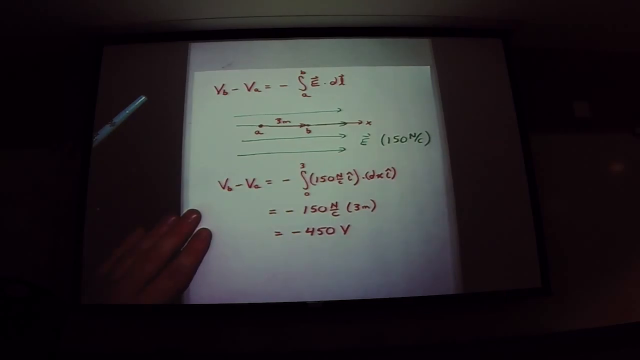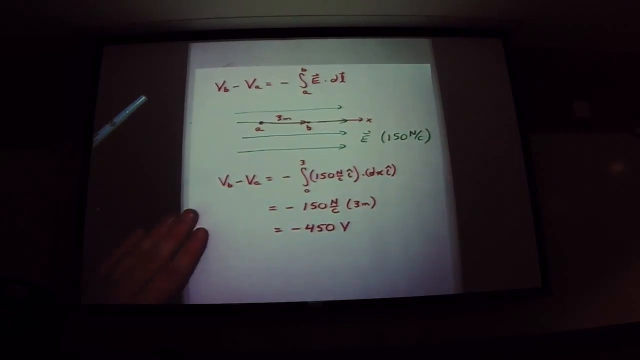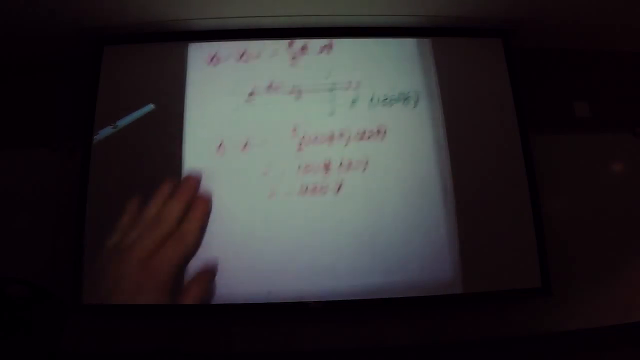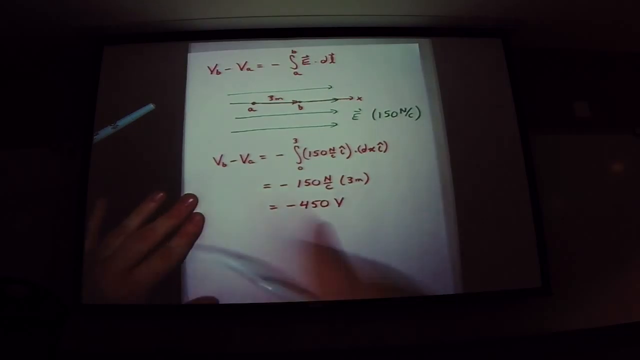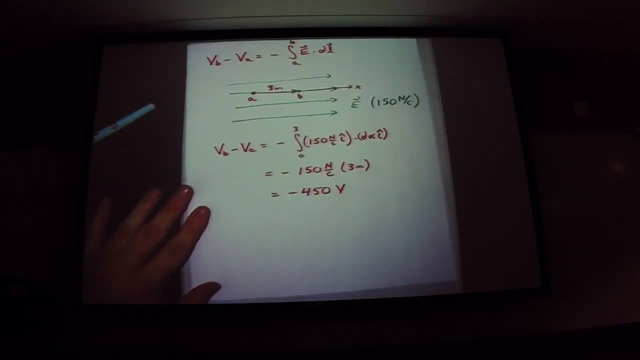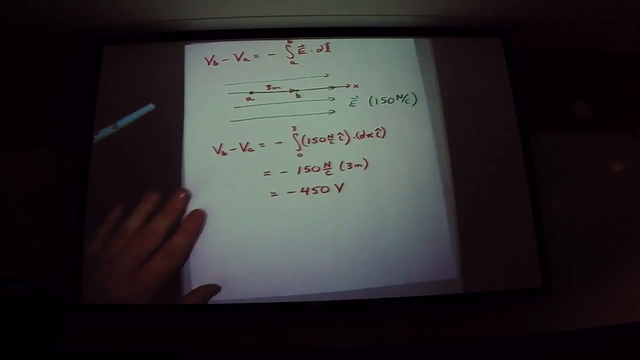Is that fact? Yes. You move along the electric field, you decrease your voltage. You move against it, you're increasing your voltage. Okay? So that's why I like that negative sign in there, because it just reminds you that if you move along the electric field, you are decreasing your voltage. You're going down in your voltage.